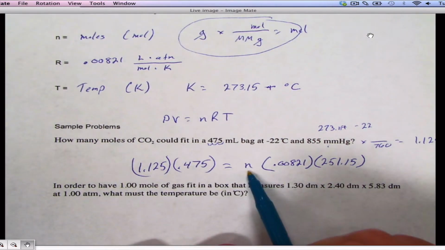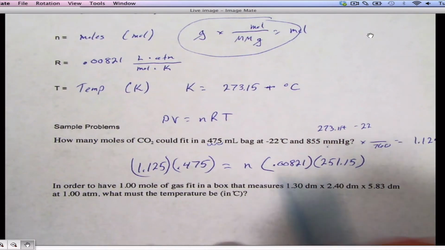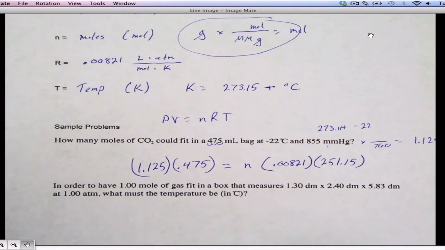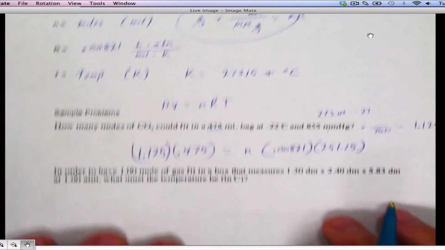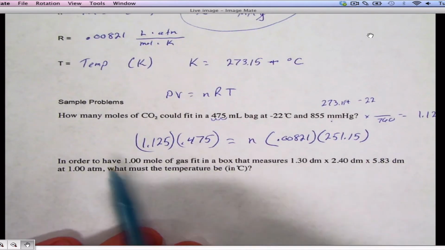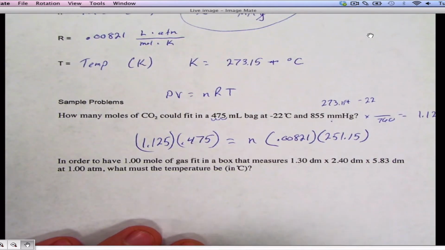Now plug it in and solve for n. We want to get n by itself. These numbers, bring them over because you're multiplying over here. Divide them into the other side, and you should be good. And then here's my next one. I'm just going to set this one up for you. I'm not going to figure out the answer. You guys can do that.